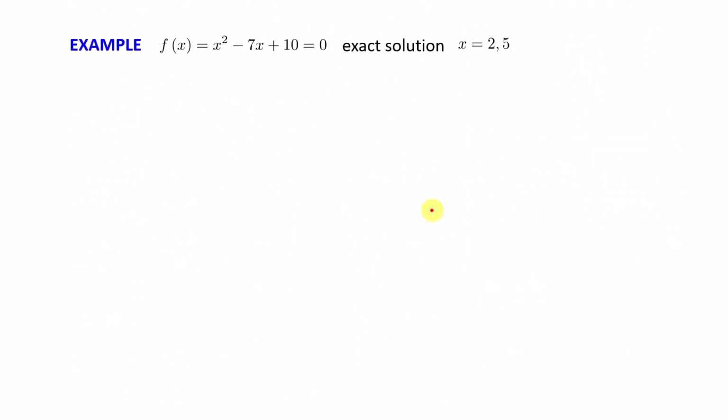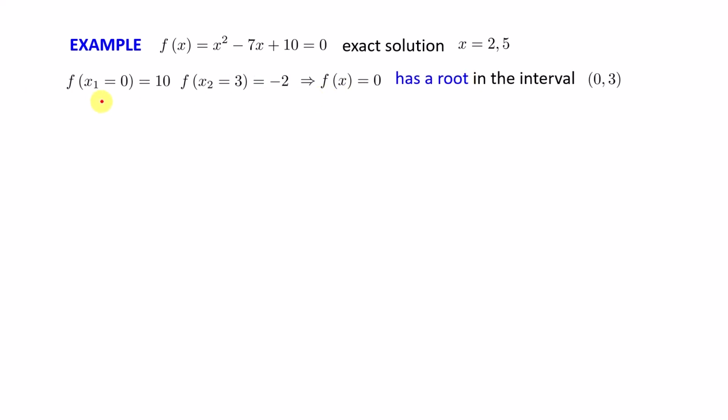So let us see an example. We take a very simple problem. This is x square minus 7x plus 10 equals 0. It's very easy to see that it has exact solutions of x equals 2 and x equals 5. We can use the bisection method and try getting one of these solutions. In the bisection method, we can only get one solution. So between the two interval ends, we assume that there is one solution. If there are multiple solutions between the two, we'll only get one of them.